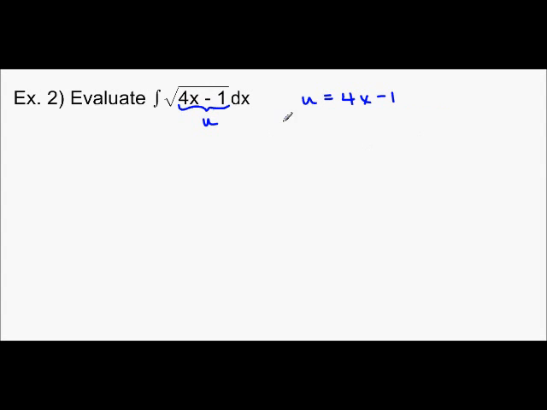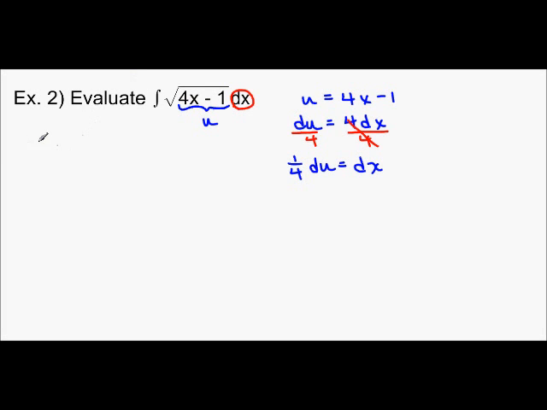All right, now we have to find du. And du here is 4 times dx. Now this is a little bit different than last time. I can see that there's a dx here and here. But what about this 4? Well, there isn't a 4 in my original problem. I need to get rid of that. So I'm going to divide both of these sides by 4. So I end up with 1/4 du is equal to dx.